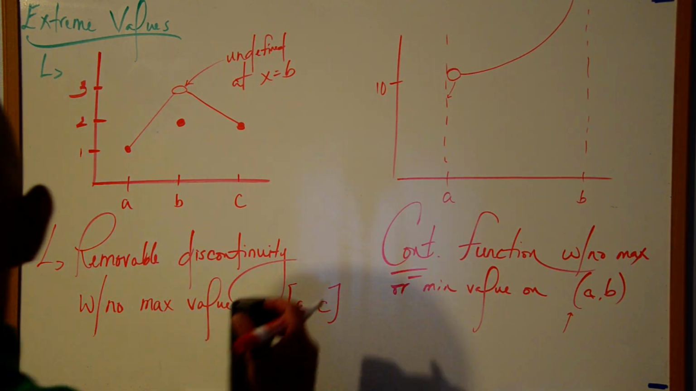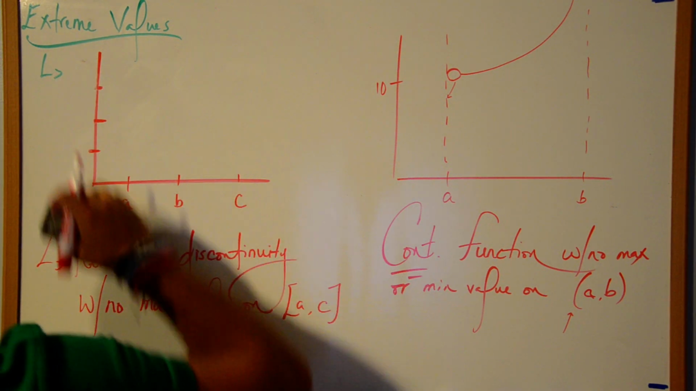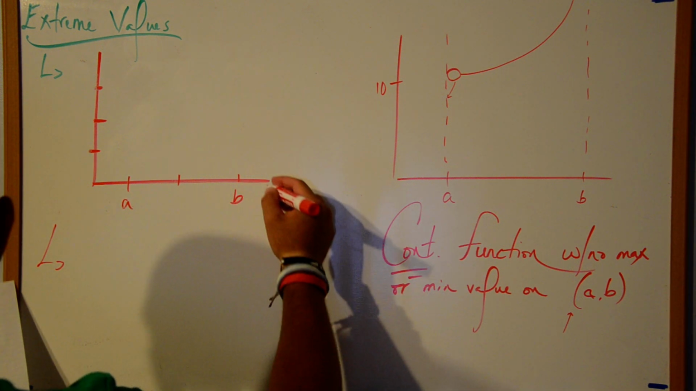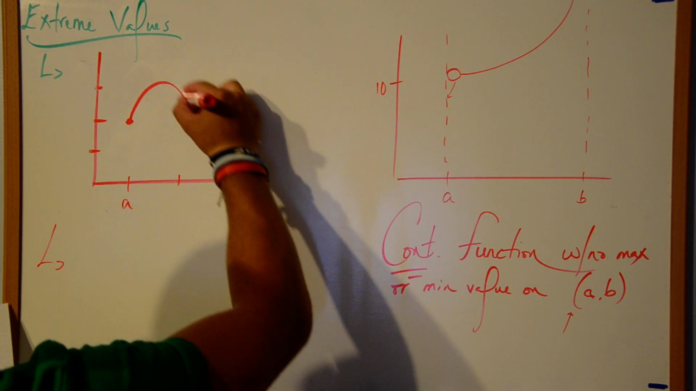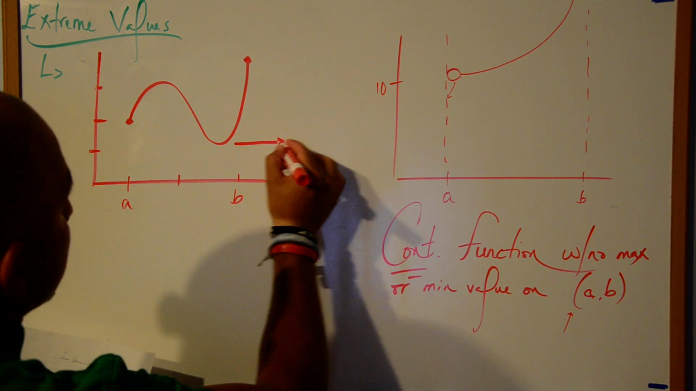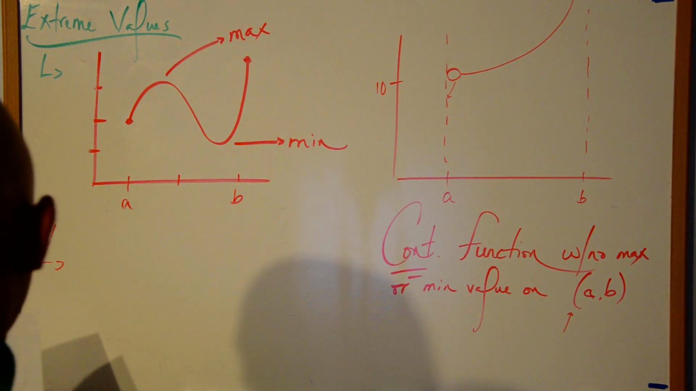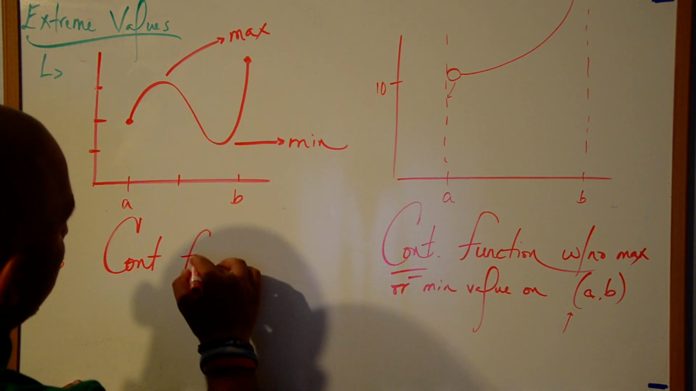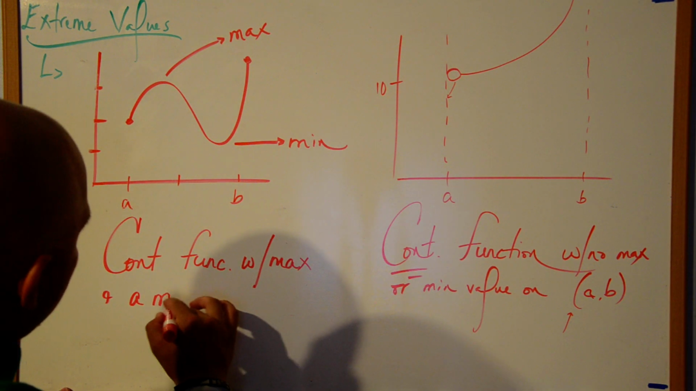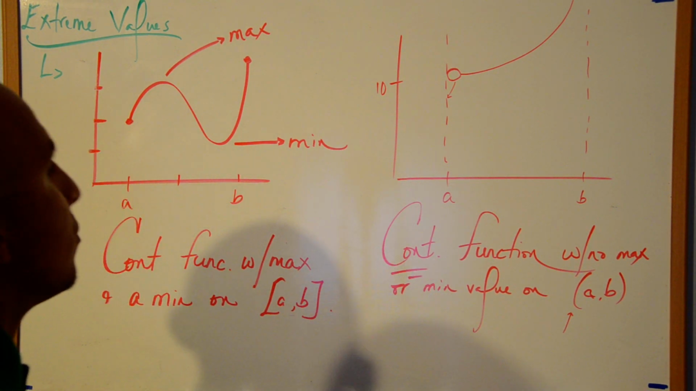And our final graph, which should be very obvious, is where we have an obvious minimum value and an obvious maximum value. So we can say that this is a continuous function with a max and a min on some closed interval a to b.